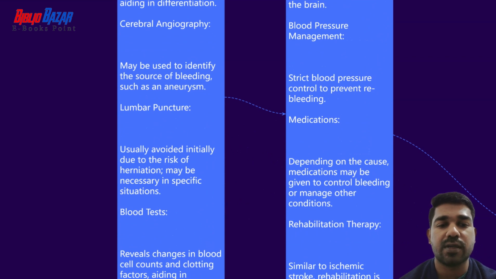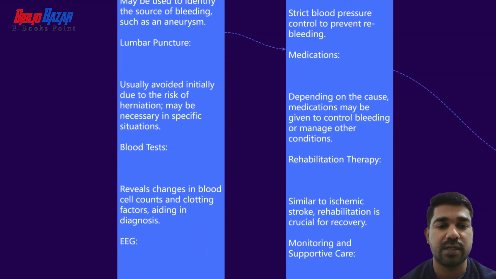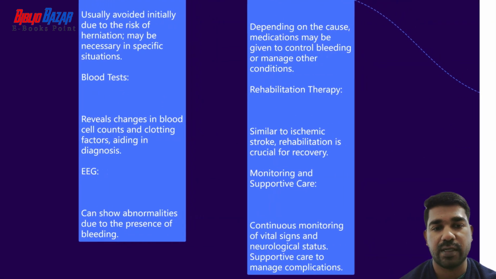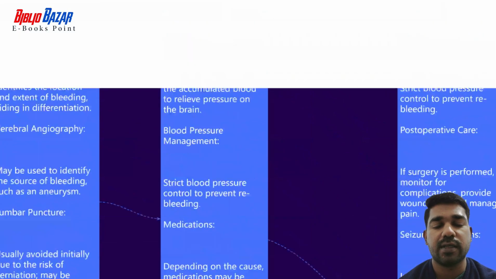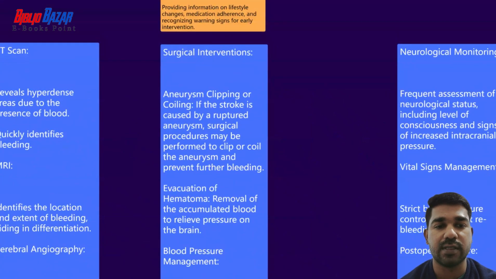Blood pressure control can prevent further bleeding. We should always focus on the blood pressure for stroke patients. Depending on the causes, the patient's bleeding tendency should be identified and treated. Then rehabilitation should be initiated and the vital signs monitored.